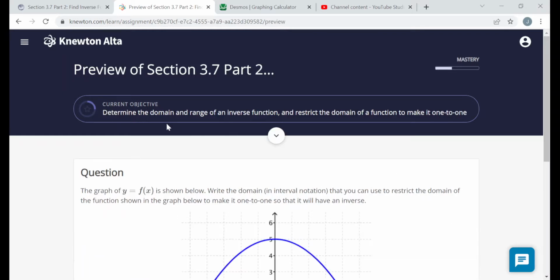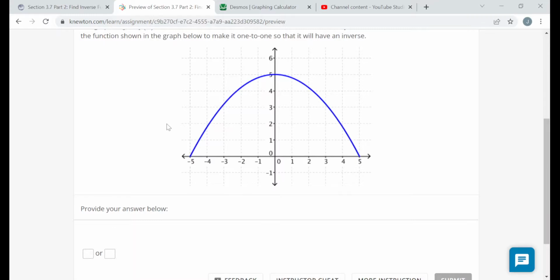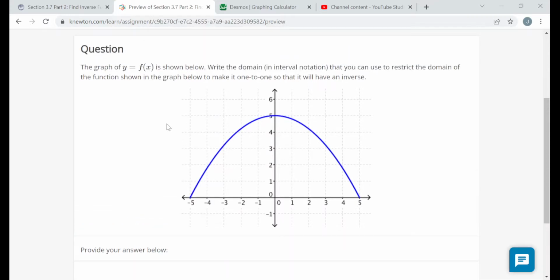Okay, back to domain and ranges. This is just like earlier. The first problem in this objective, the graph of some function f is shown below, but do you see how this graph, this function is not one-to-one? So that means there is no inverse function that exists, but we'll keep the same range, right? Keep from 0 to 5 on the y-axis here, but cut the domain. And again, it's kind of a left half, right half situation. Write the domain in interval notation that you can use to restrict the domain of the function shown in the graph below to make it one-to-one so that we'll have an inverse.